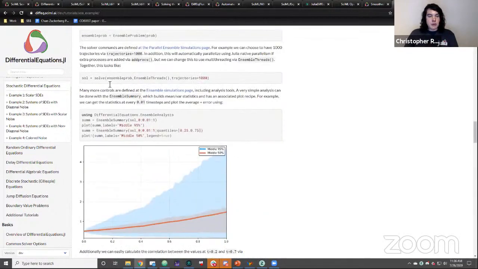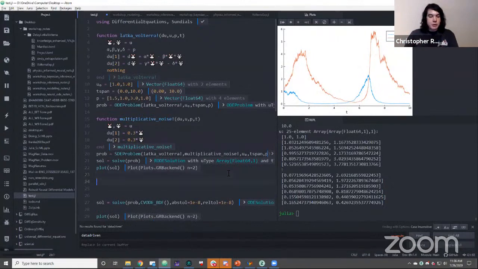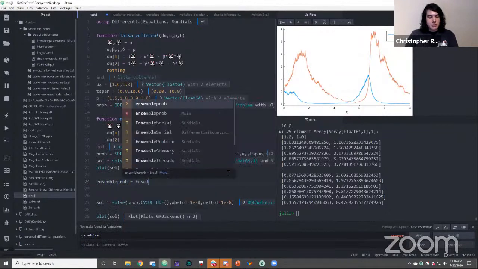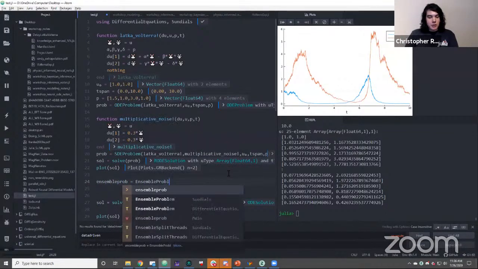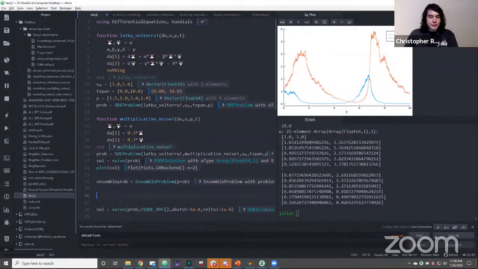Now, one of the things that you might want to make use of when you solve stochastic differential equations, because they have a random output, is you might want to look at a summary over many trajectories. So you can create something called an ensemble problem, which encapsulates this problem along with, for example, a prob func that tells it how to change its parameters or change the initial condition. And so you can create this ensemble of different solves that you then want to do.